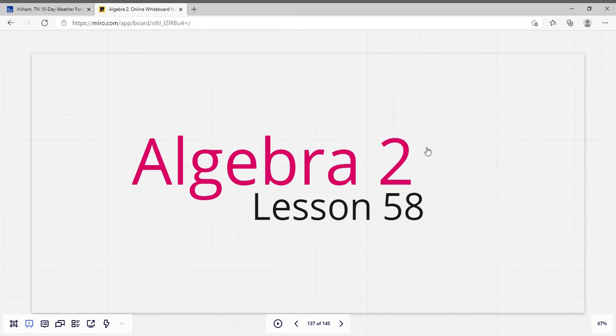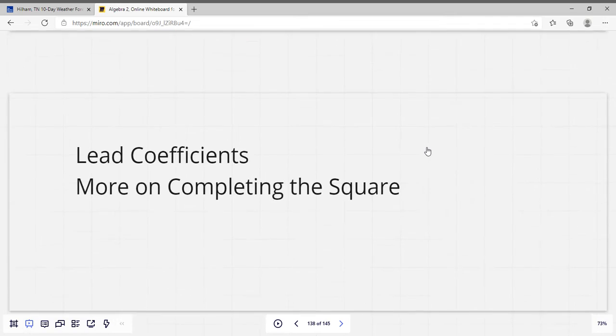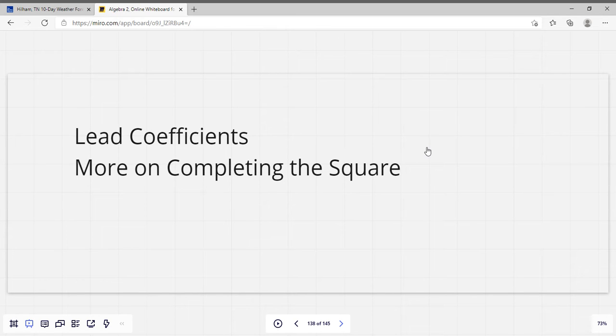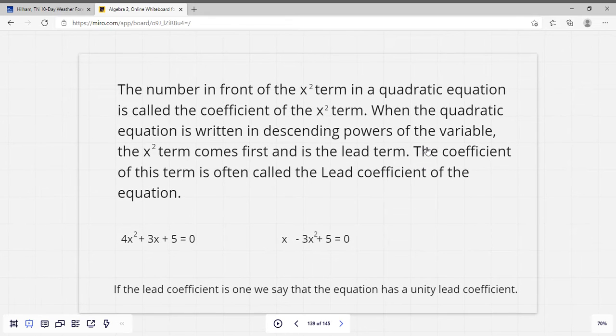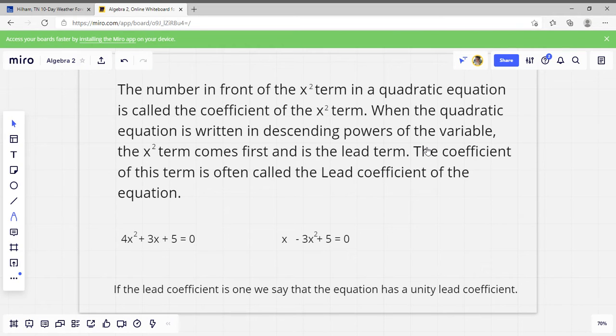Hi everybody, this is Algebra 2, Lesson 58, and in this lesson we're going to learn about lead coefficients and more on completing the square. Alright, so the number in front of the x squared term in a quadratic equation is called the coefficient of the x squared term, and we've already learned about coefficients back in Algebra 1.